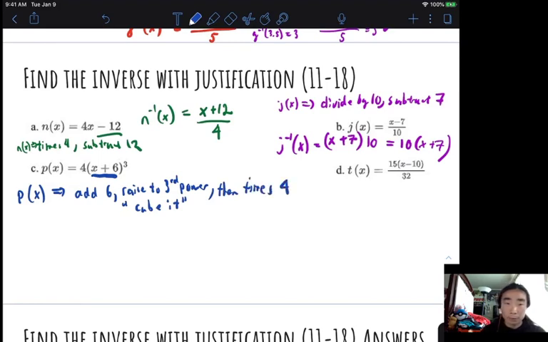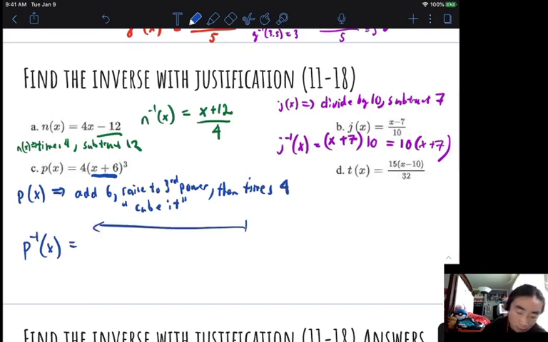So for C and D, since your process is getting more complicated, it helps to walk through the steps, making sure you undo the proper order of operations. So when we write it out, it becomes easier. Now for P inverse of x, we'll just go through in reverse. Start here, go there. So x is now going to be divided by 4.